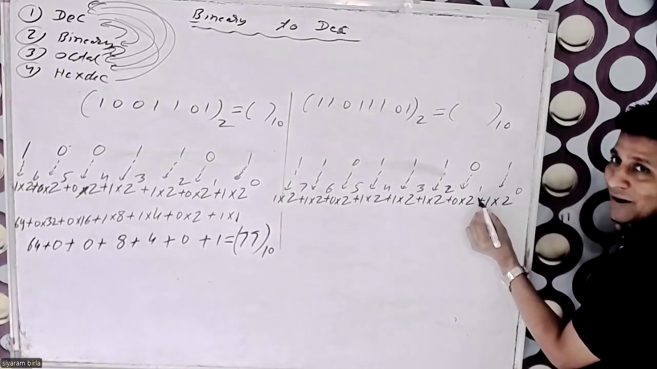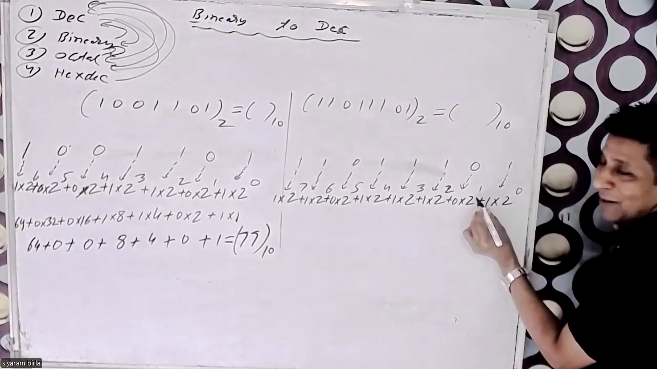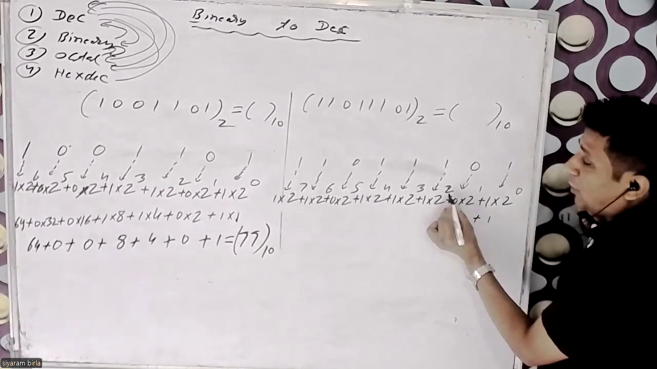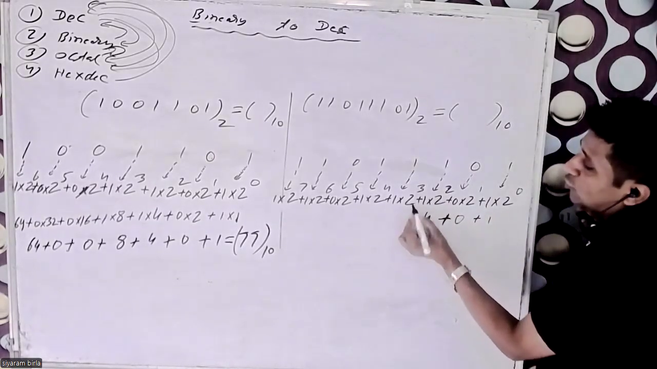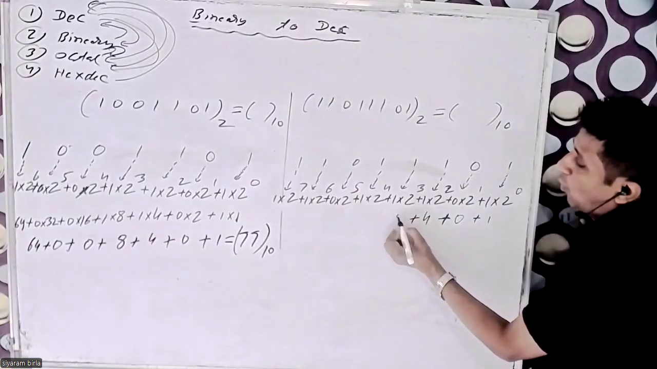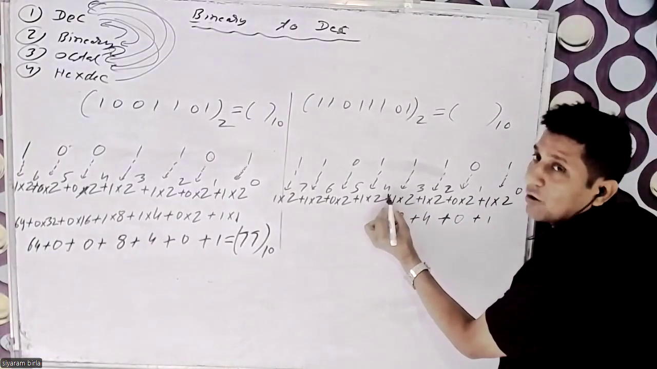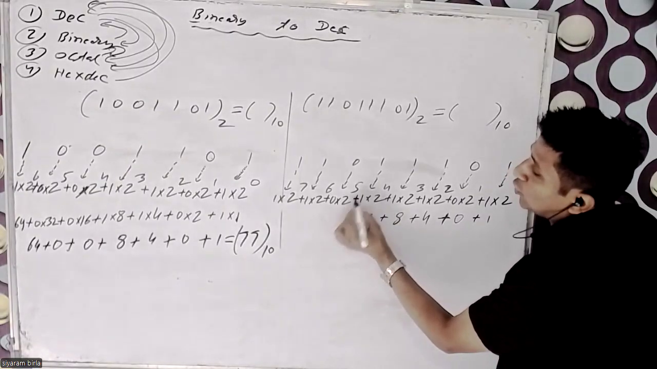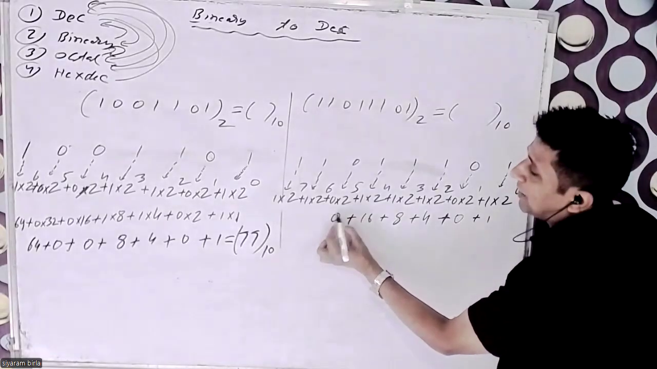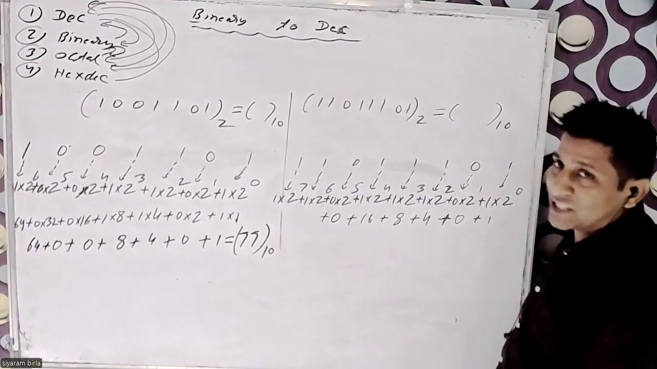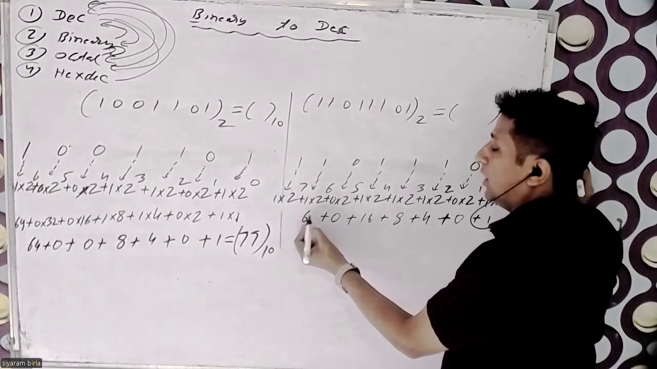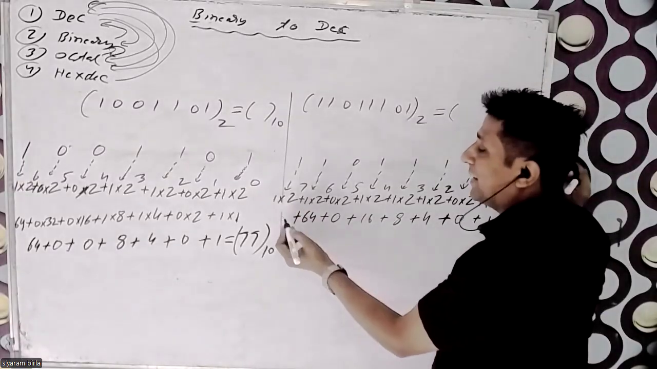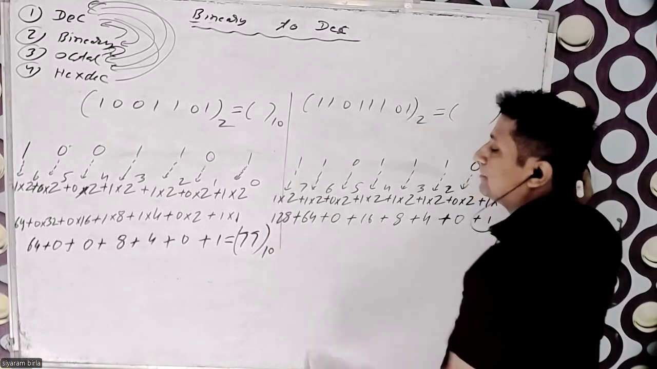2 to the power 1 becomes 2, but it is multiplied by 0, so it becomes 0. 2 to the power 2 is 4, 4 into 1 is 4, plus 2 to the power 3 is 8, 8 into 1 is 8, plus 2 to the power 4 is 16, 16 into 1 is 16, plus 2 to the power 5 is 32, 32 into 0 becomes 0. 2 to the power 6 is 64, 64 into 1 becomes 64. And 2 to the power 7 is 128, 128 into 1 becomes 128.